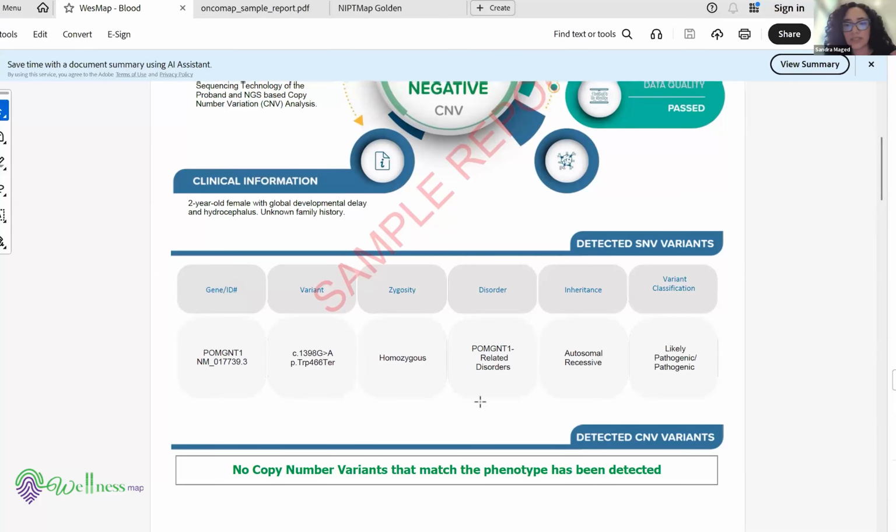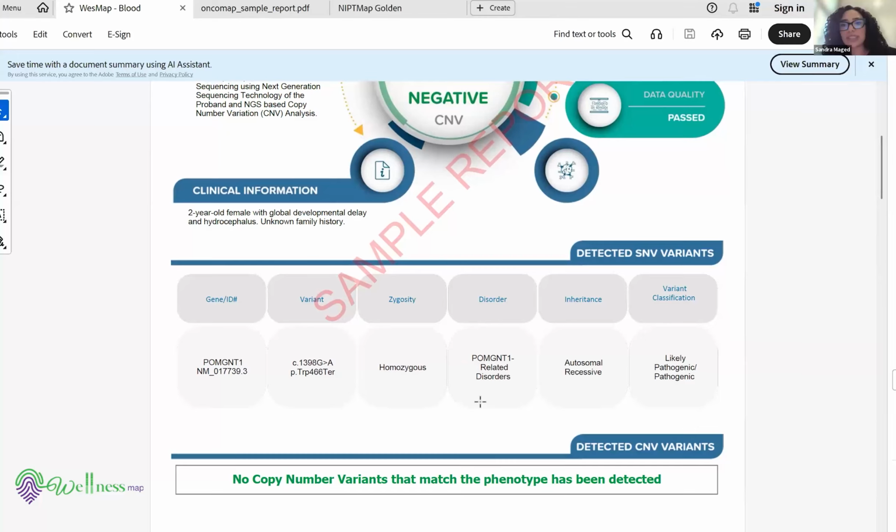Okay, I want to stop here for a second. I want to make sure that this part is very clear because it is basically the most important part in the report. If you have any question about this part, please let me know.